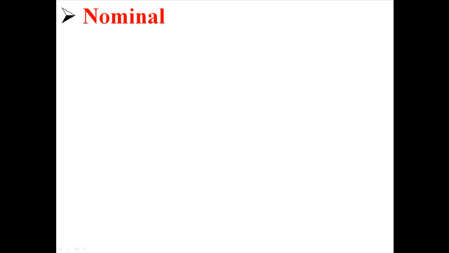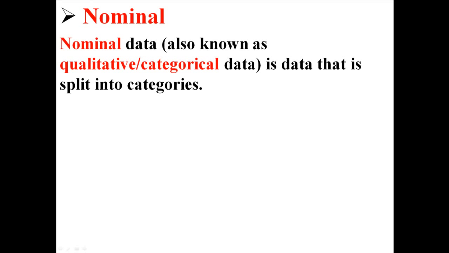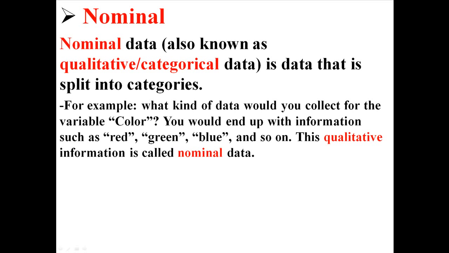So first of all, there's nominal data. Nominal data, which also might be known as qualitative or categorical data, is data that is split into categories. For example, what kind of data would you collect if you were collecting data for the variable color? You would end up with information like red, green, blue, and so on. This qualitative information is called nominal data.